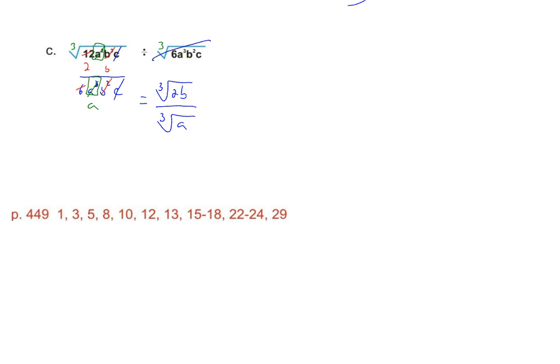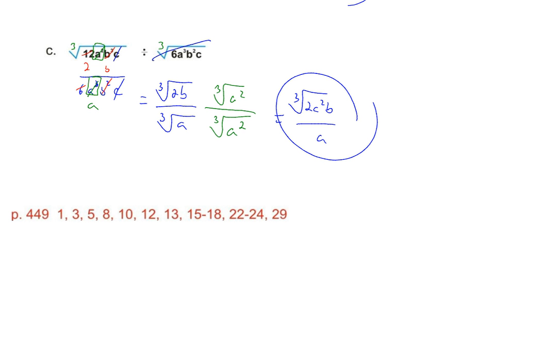Think about what you have. And I hope you did the cube root of A squared. You had 1 A, you need 2 more A's, folks. Final answer, cube root of 2A squared B divided by A. Who got that one right? Okay. And again, that's what you've got to keep track of, your index.